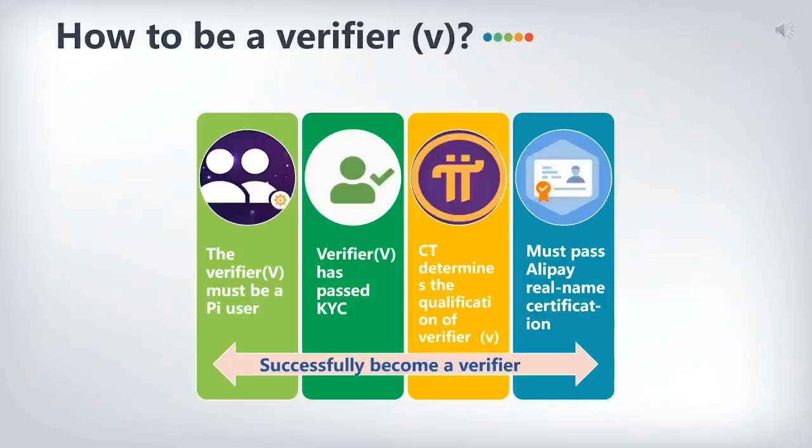How to be a verifier? We don't have a centralized verification agency. It's totally decentralized verification. So who can be the verifier? The verifier needs to meet the following 4 conditions. First, the verifier must be a Pi user. Second, the verifier must pass KYC. Third, the verifier must pass Alipay real-name authentication. Fourth, the core team finally determines who can become the verifier.